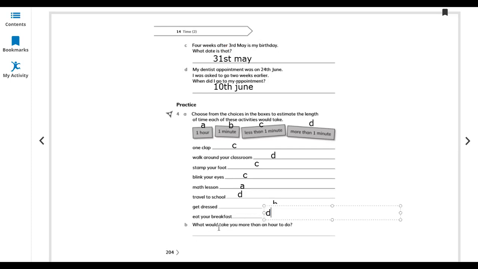What would take you more than an hour to do? So you will write a math lesson. It's maybe more than 1 hour, maybe 1 hour and 50 or 30 or 20 minutes. So you can write a math lesson. If you have two regular periods, because one period is 45 minutes, if two periods, so 1 hour and 30 minutes.